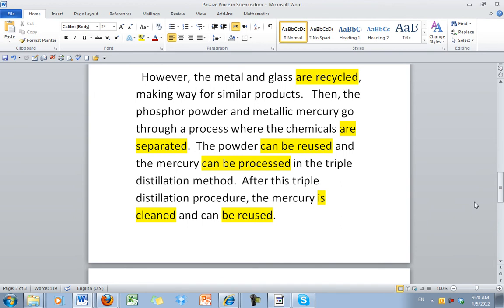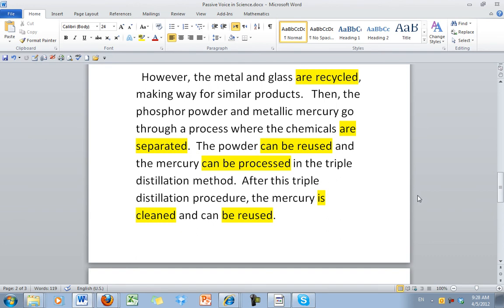However, the metal and glass are recycled, making way for similar products. Now, who did the recycling? Doesn't matter. We don't know, we don't care, or maybe it's obvious. But the point is that we leave out who did the action, and passive voice is how it's done.